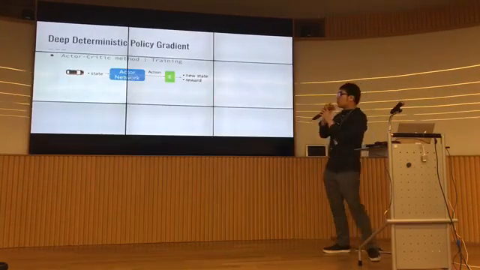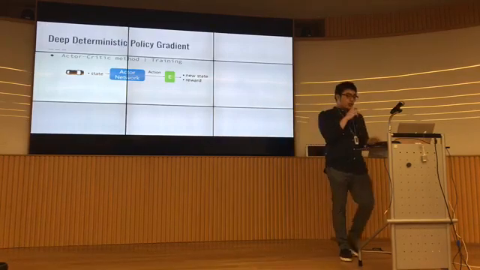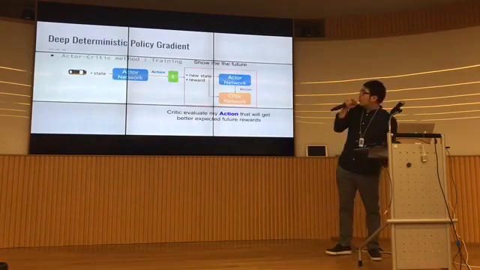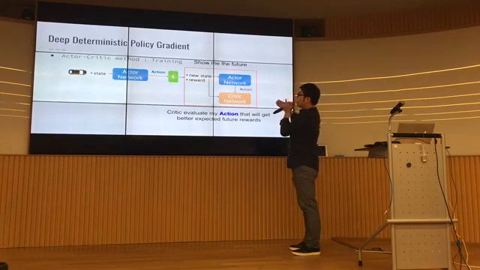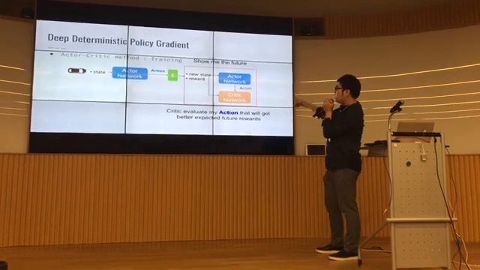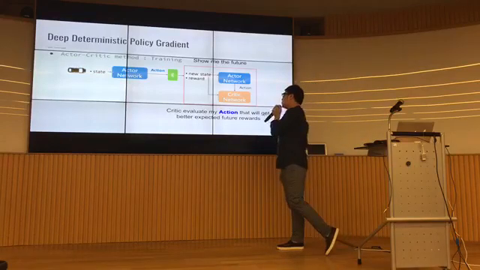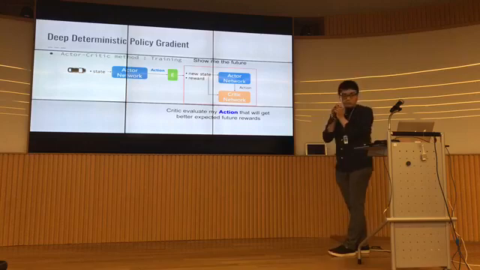So in this basic reinforcement learning configuration, we need to think about the future expected reward. This part shows the future part. The critic network evaluates my action, painted blue, as the action that will get a better expected future reward.